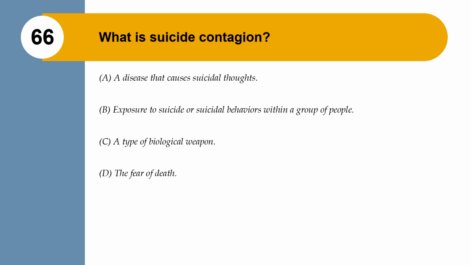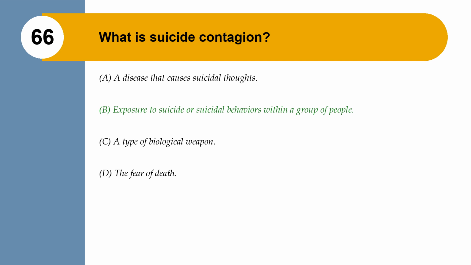Question 66. What is suicide contagion? Option A, a disease that causes suicidal thoughts. Option B, exposure to suicide or suicidal behaviors within a group of people. Option C, a type of biological weapon. Option D, the fear of death.